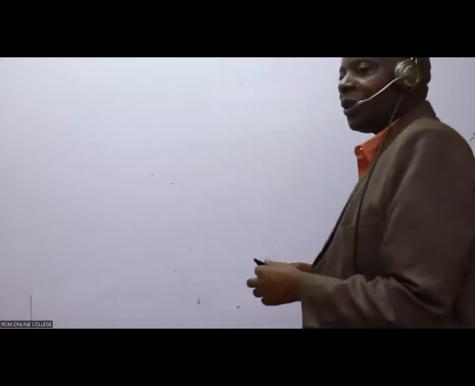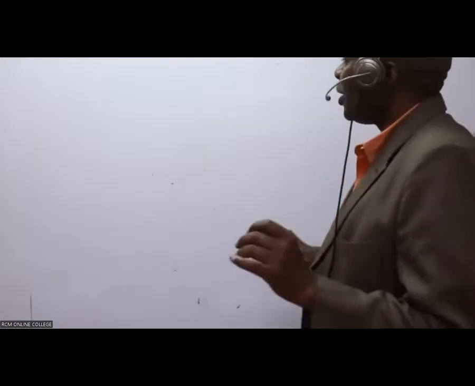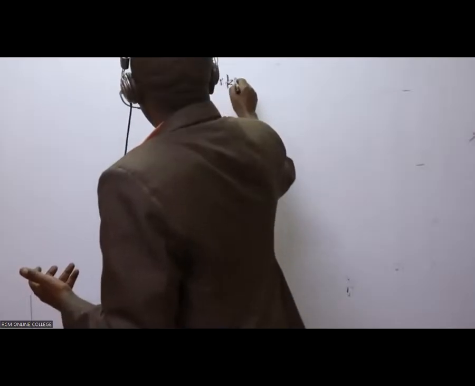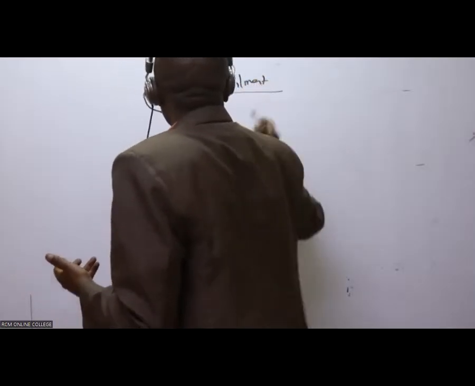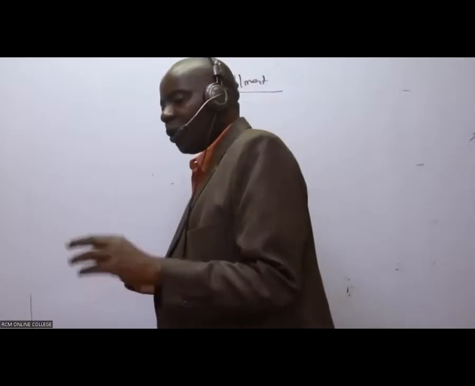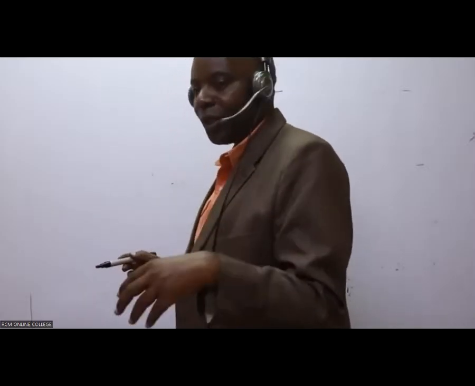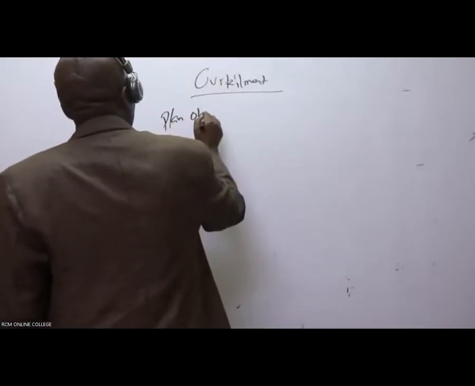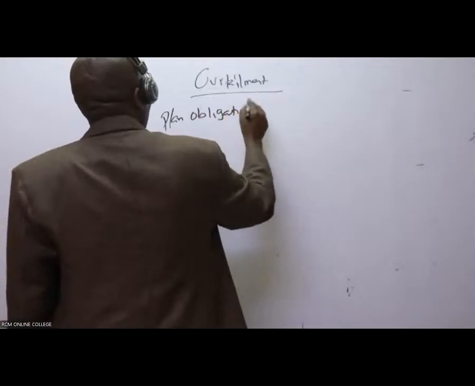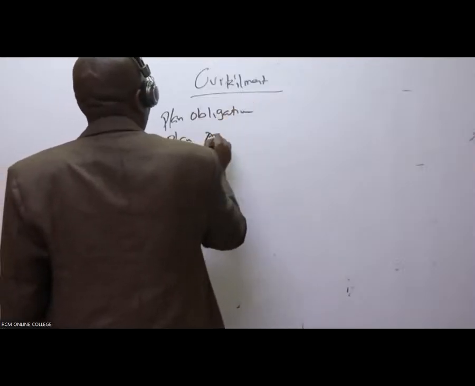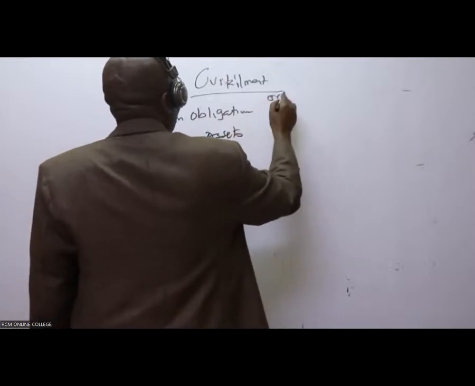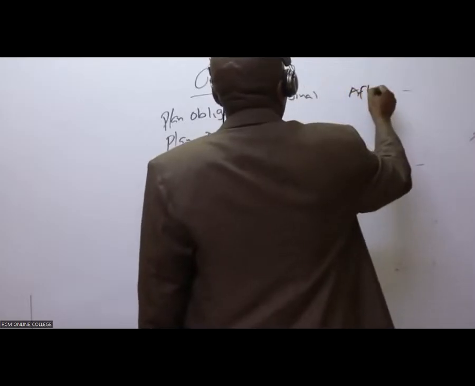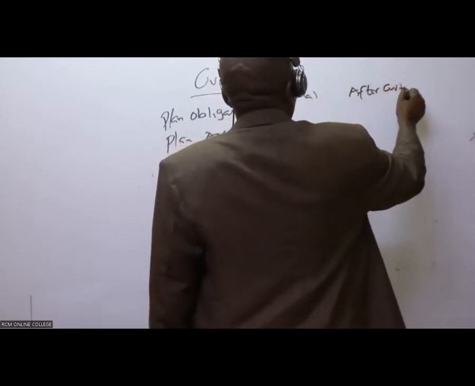Great. Now, ladies and gentlemen, what are we doing here? We are accounting for curtailment. As usual, don't start with assets, start with obligations. So we have the plan obligation, and then the plan assets. First the original, and then after curtailment.